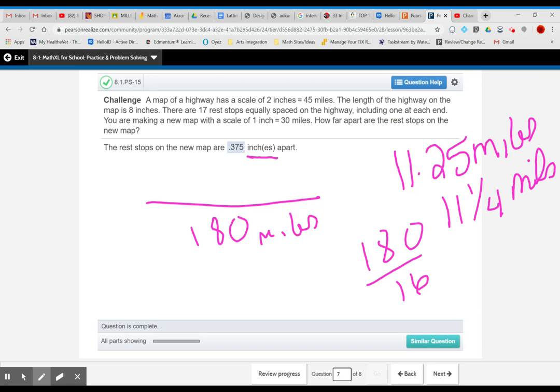Now, if we wanted to verify as a way to check, if I take that initial 0.375 that I got, and I multiply it, because remember that's how many inches. So I'm going to multiply that by 30 to get to my miles. If I multiply that by 30, I do in fact get 11.25 miles. So my mathematics does check.